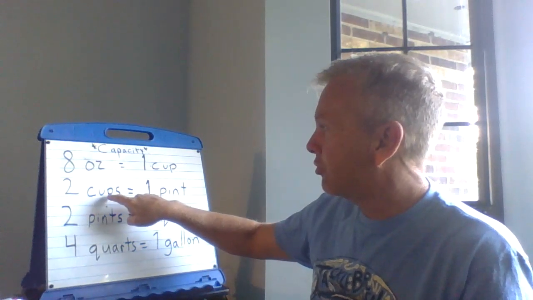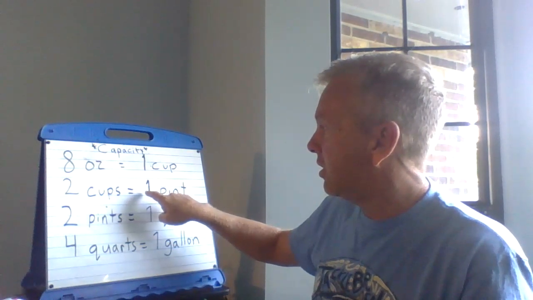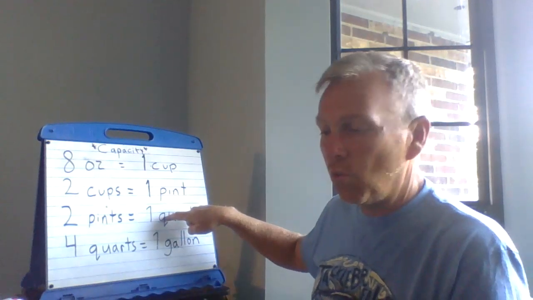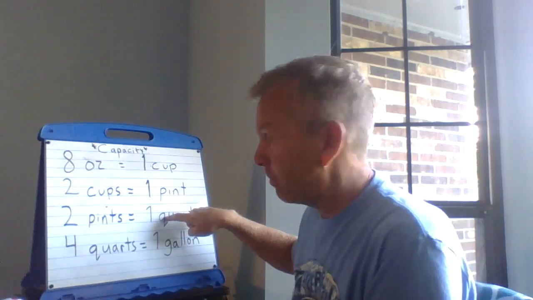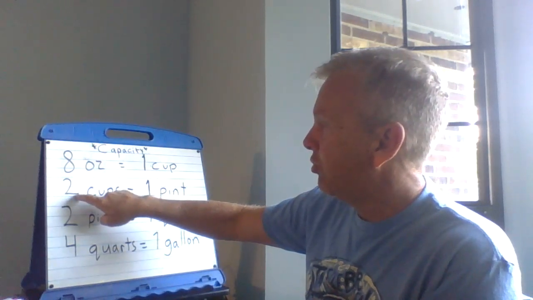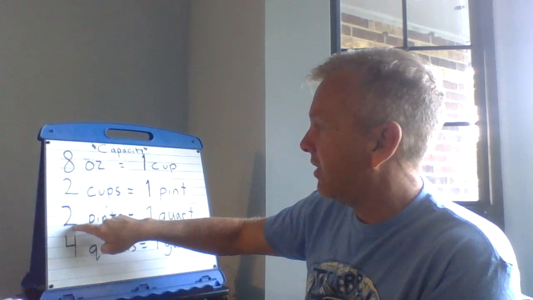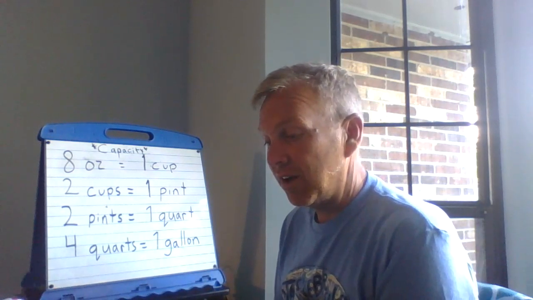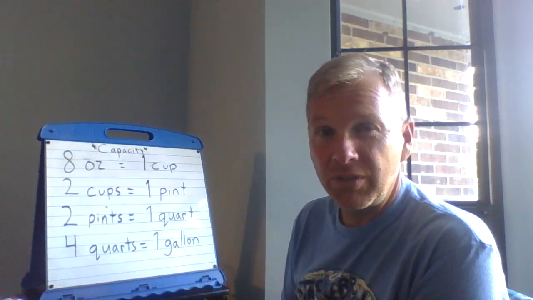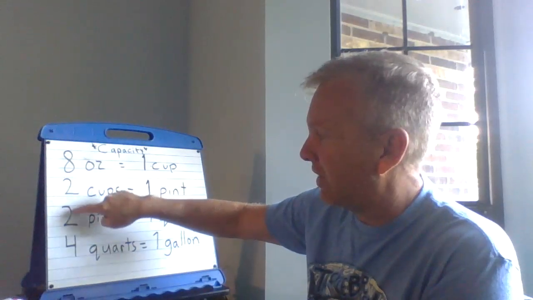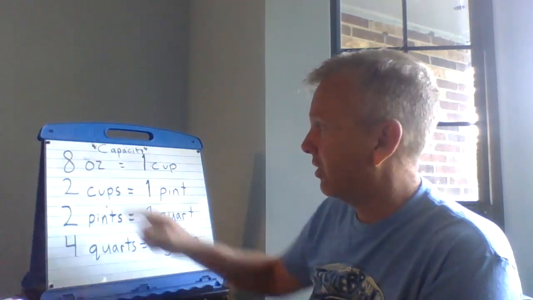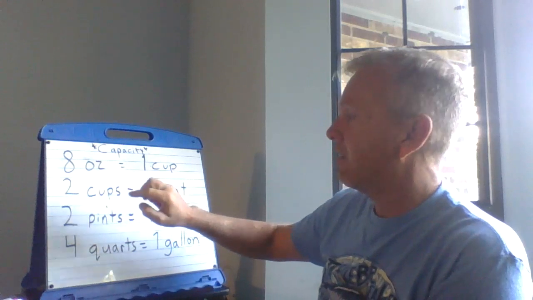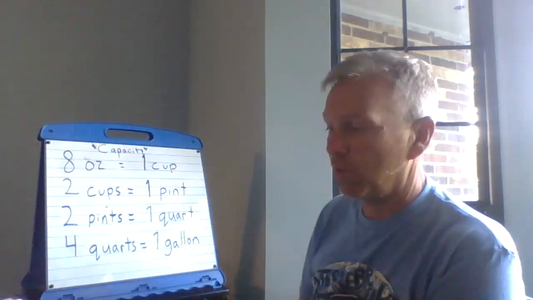If 2 cups equals 1 pint, how many cups would it take to equal 1 quart? Well, we could say 2 times the 2 pints. 2 times 2 is 4. So it would take 4 cups to equal 1 quart. Notice how I just multiplied down the conversion chart. I said 2 cups times 2 pints would take 4 cups to equal the 1 quart.